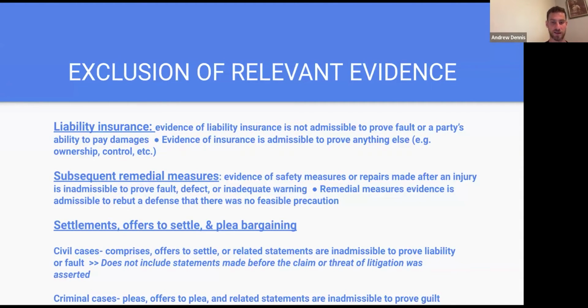The other ones would be settlements, offers to settle, and plea bargaining. In civil cases, compromises, offers to settle, or related statements are inadmissible to prove liability or fault, but that does not include statements made before the claim or threat of litigation was asserted. And in criminal cases, pleas, offers to plea, and related statements are inadmissible to prove guilt. So we're typically going to exclude these settlements, offers to settle, and plea bargains as a matter of public policy. Why? Because we want to encourage people to make offers to settle, to accept pleas, and do these things without the risk that it'll be used against them to prove liability or guilt.